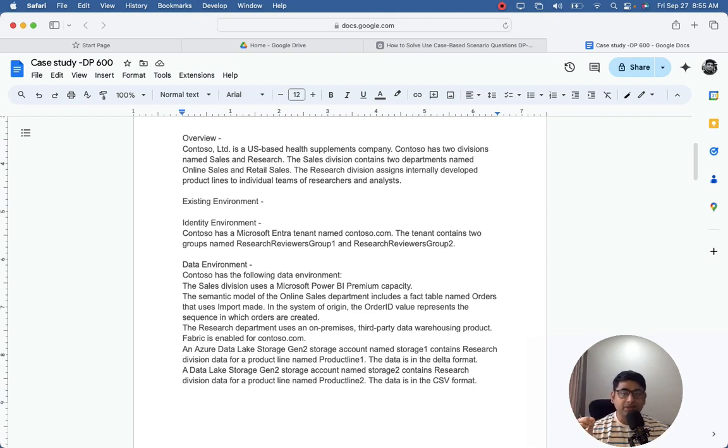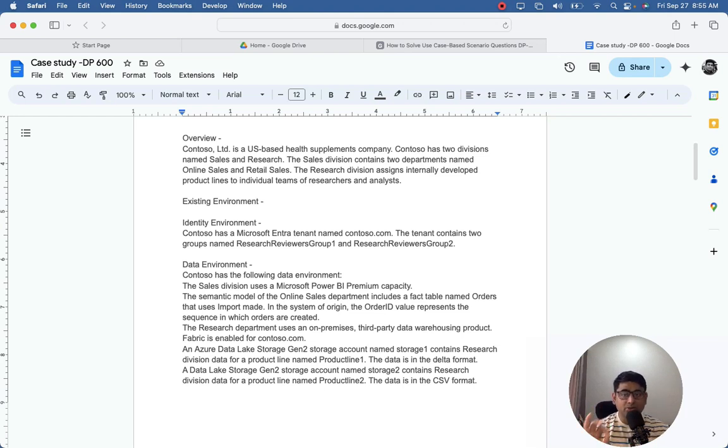The research department uses an on-premises third-party data warehousing product. Fabric is enabled for this company. So the research department maybe uses on-premises third-party data warehousing. So they are not using Fabric, they may be using something else, but Fabric is enabled for this company.